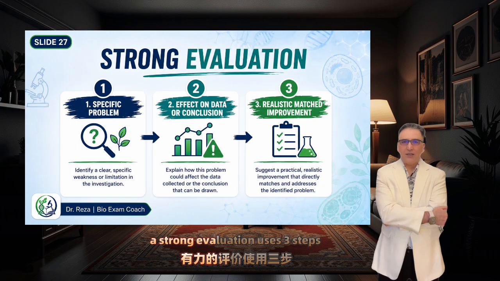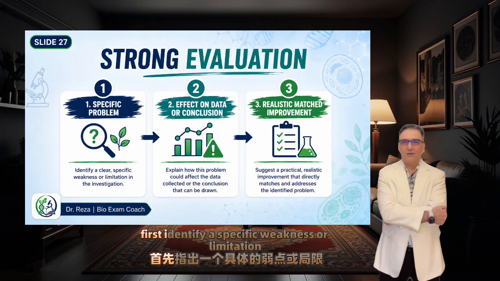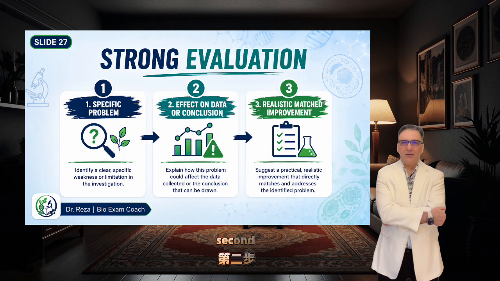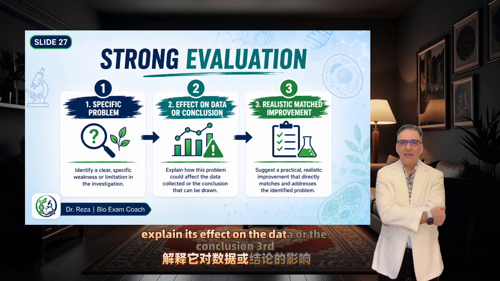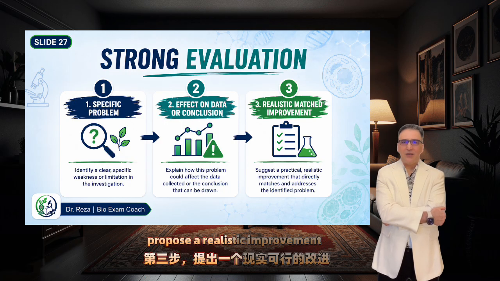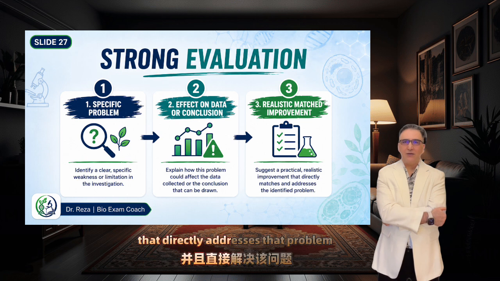A strong evaluation uses 3 steps. First, identify a specific weakness or limitation. Second, explain its effect on the data or the conclusion. Third, propose a realistic improvement that directly addresses that problem.